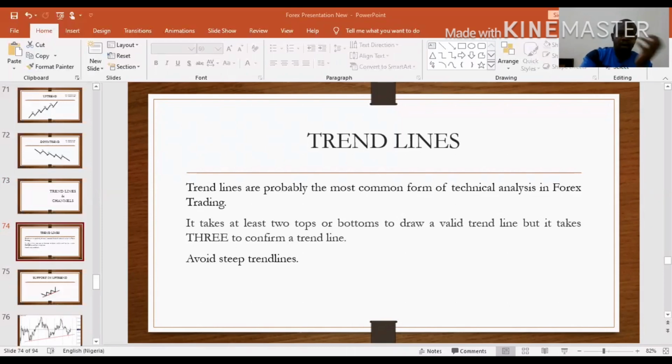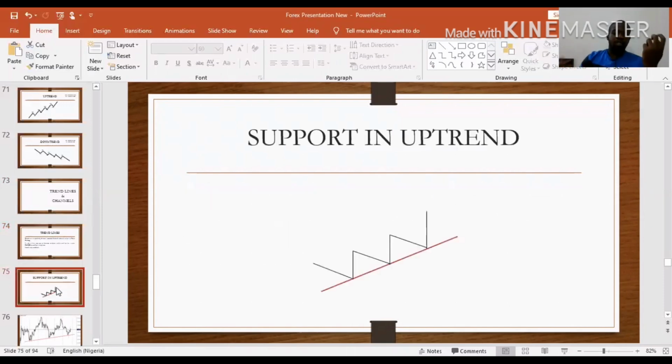So how do you use the trend line? Let me go on to explain some further details. I use the trend line in an uptrend. You use the trend line to see a clear support. This is what I mean by a trend line. This line here, this is a trend line. And this is the market movement.